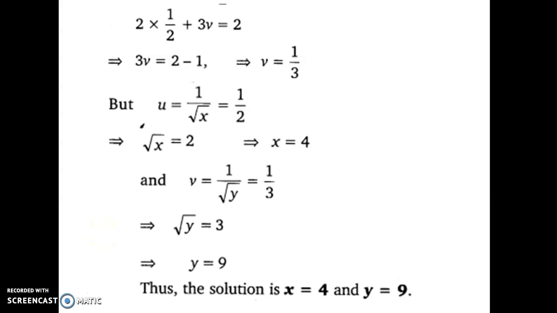Thus the solution is x is equal to 4 and y is equal to 9.